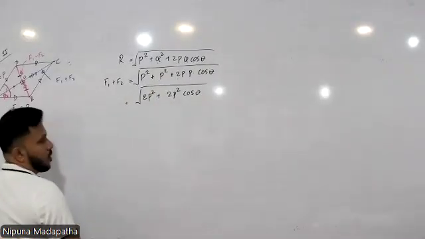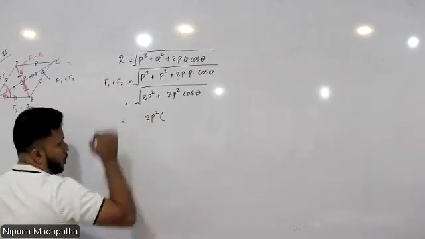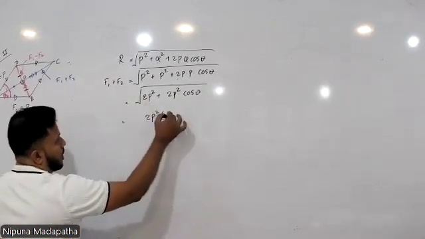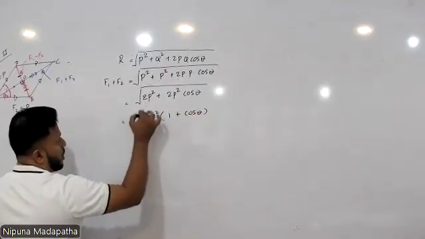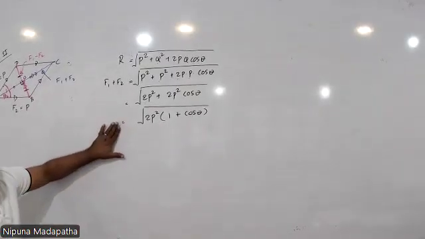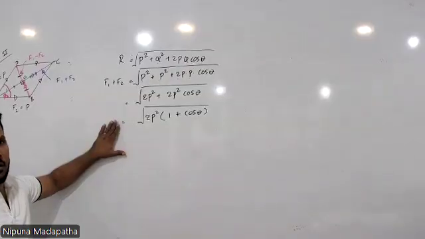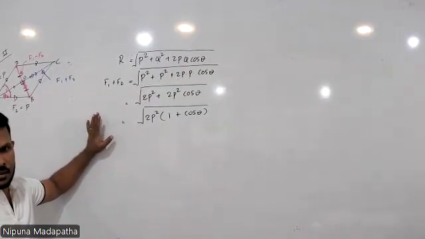Then take 2P squared out. So we have a 1 here: 2P squared times 1 plus cos theta, and get the square root of this. Okay. I think all of you can get up to here. Right, from here onward is the question. So how do you simplify this?